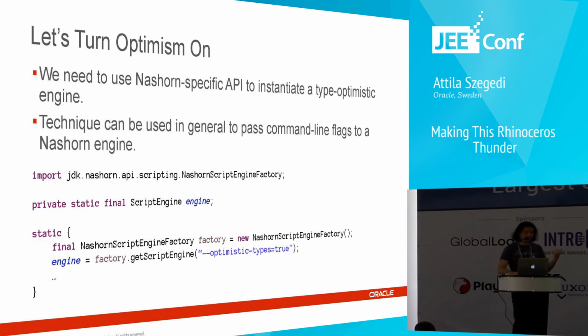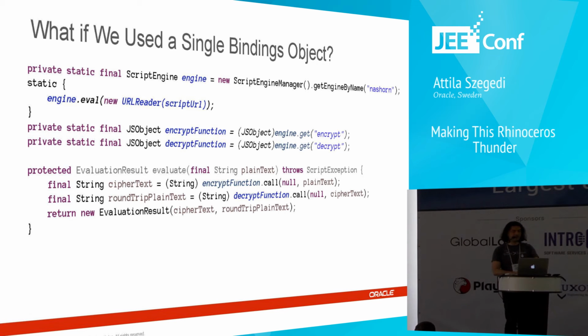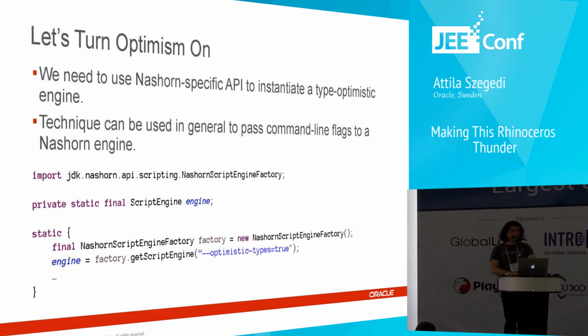So if we turn it on, and to turn it on we now need to use Nashorn-specific API, because if we go back here, you see the first line says engine equals new ScriptEngineManager, get engine by name Nashorn. And here I am actually doing something else. I'm doing new NashornScriptEngineFactory. So I'm explicitly asking for a Nashorn-specific script engine factory, because again, it has additional API methods that are not present on the generic JavaScript API.